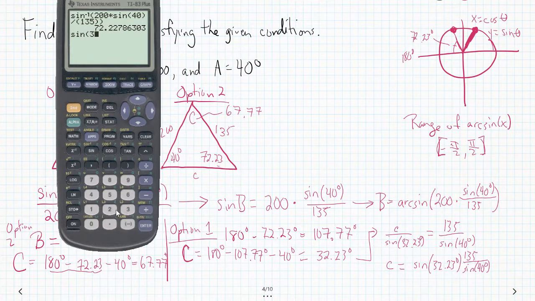We have 32.23, close that off, times 135. And we want to divide that by sine of 40 degrees. Notice there's no reason to do a square root or anything here because we're doing law of sines this time. So C equals 112.00 or 0.01.